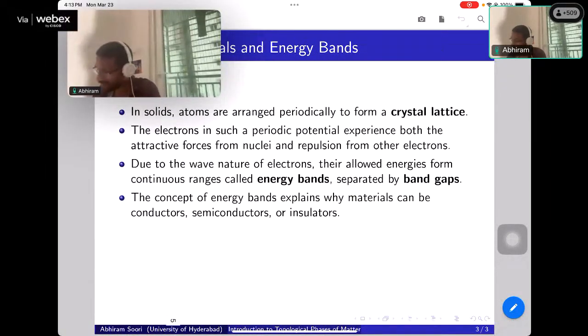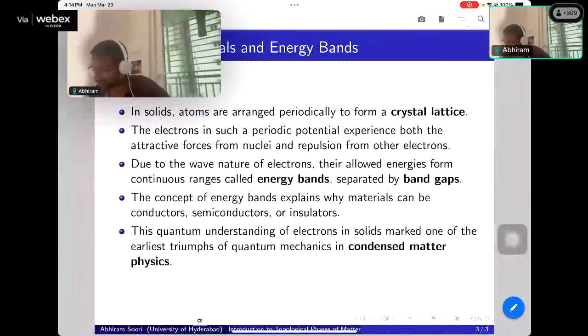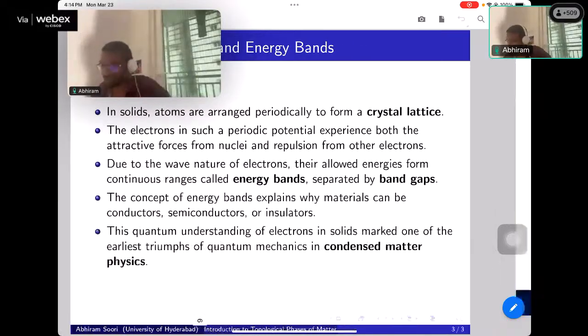Then next, this concept of energy bands, whatever I told you, can be used to explain the properties of conductors, semiconductors, and insulators. We'll see how. And this quantum mechanical understanding of electrons in solids is one of the very important milestones in condensed matter physics.